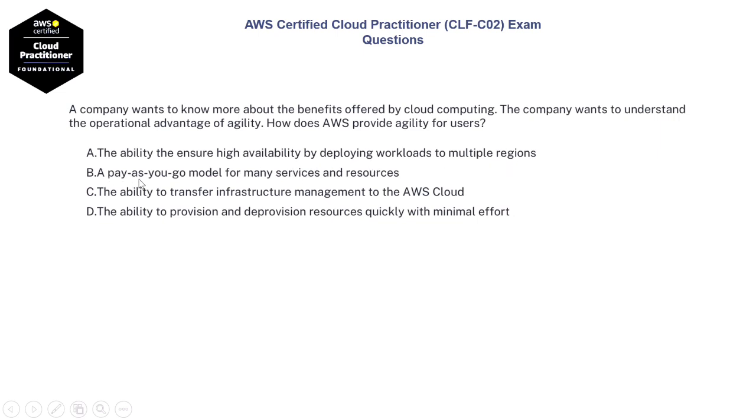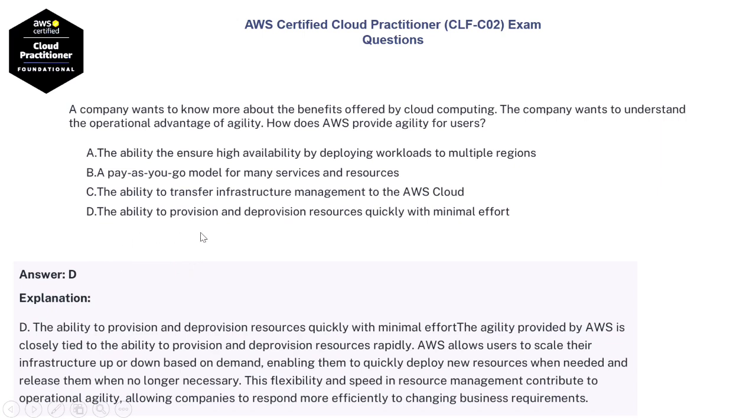Option B. A pay-as-you-go model for many services and resources. Option C. The ability to transfer infrastructure management to the AWS cloud. Option D. The ability to provision and deprovision resources quickly with minimal effort. The correct answer is option D. The ability to provision and deprovision resources quickly with minimal effort.